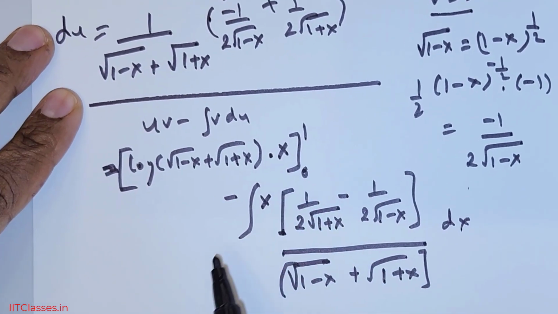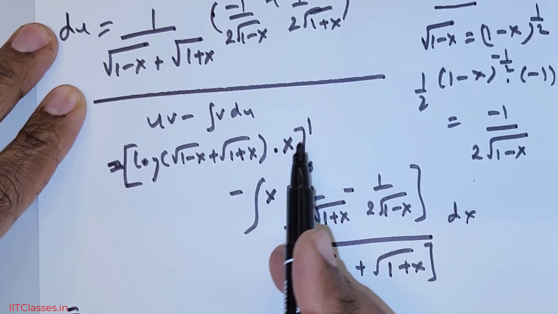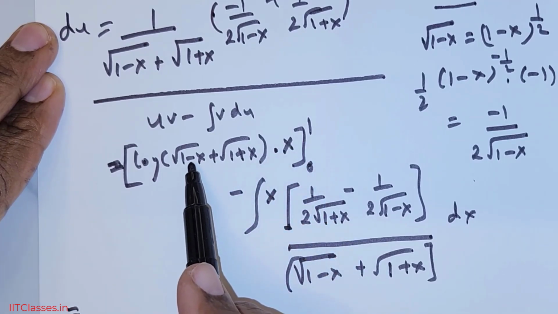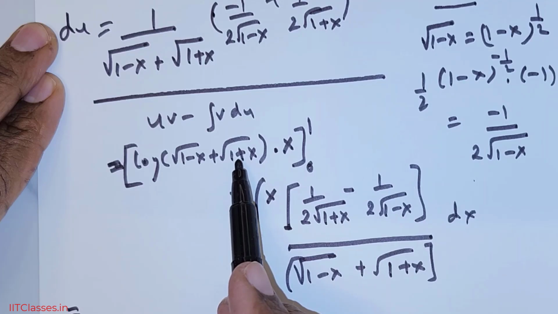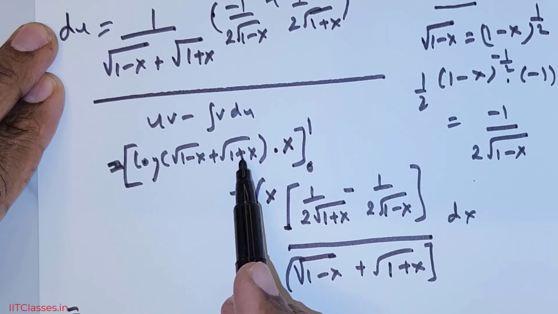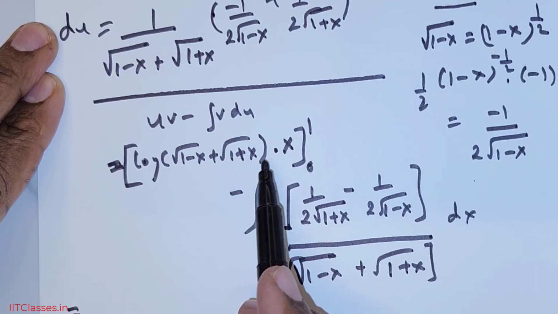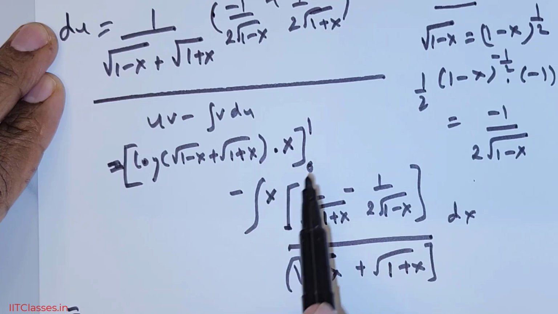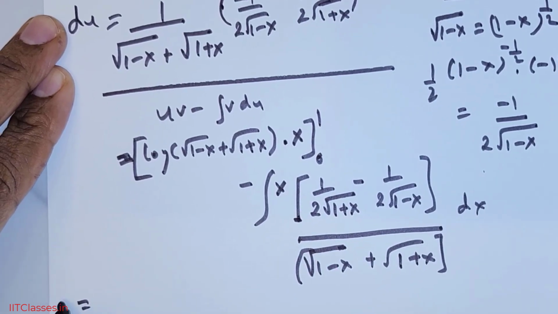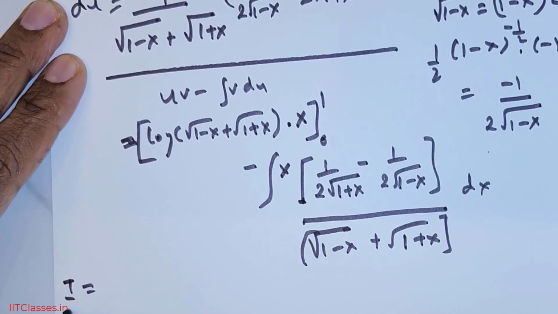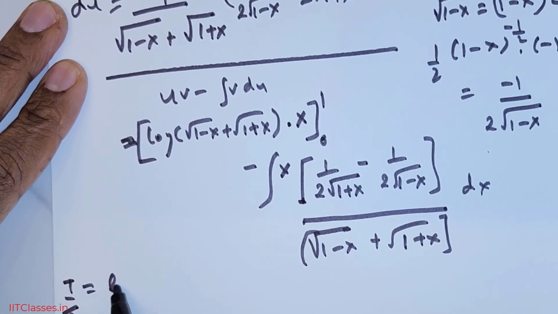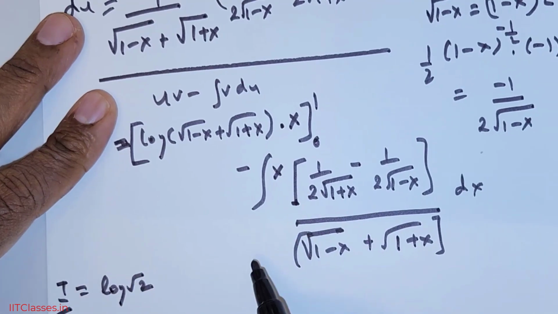Now I apply the upper limit for this quantity. This is going to be 0, but this is going to be root of 1 + 1, that's going to be 2 there. And when we apply the lower limit, everything becomes 0. So over here I over 2 is equal to log of root 2. So this is what I have, followed by, we need to simplify this.